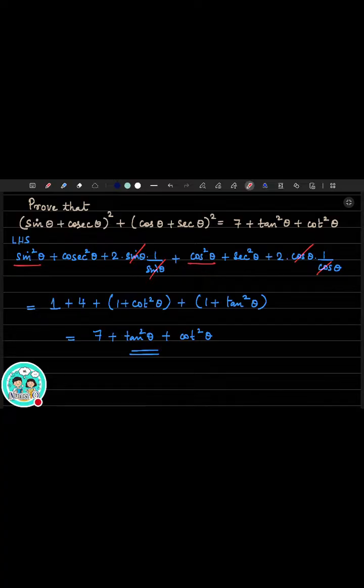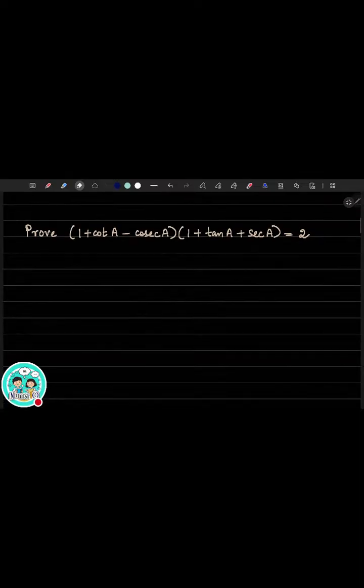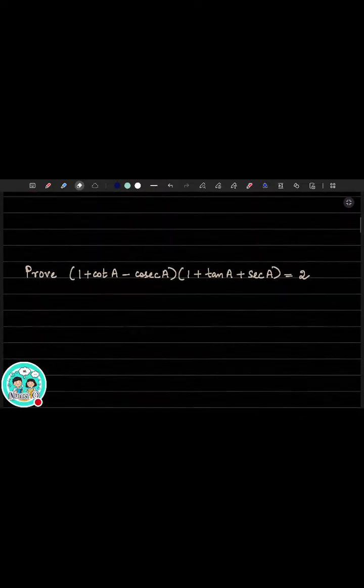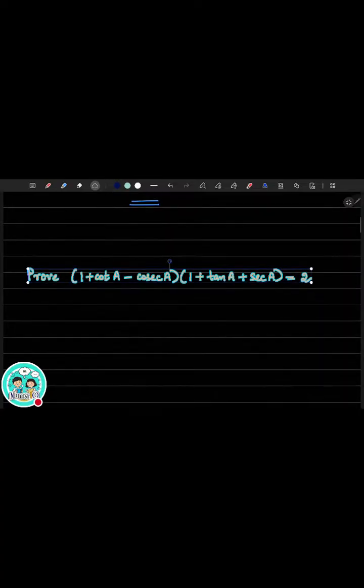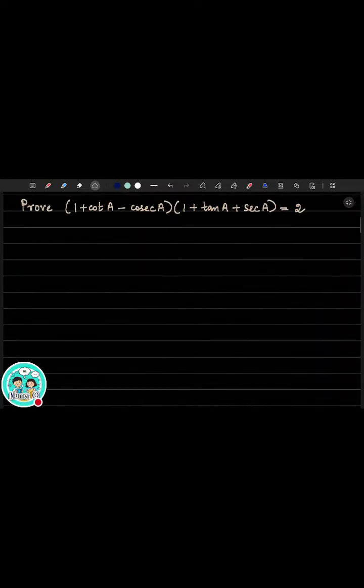Moving on, yet another question. We'll do one more question and then we'll stop this. Okay. You have to prove that (1 plus cot A minus cosecant A) multiplied by (1 plus tan A plus secant A) is equal to 2. Let me know how you do it. No doubts? Okay, you can go ahead and do it. Let me know how you approach.